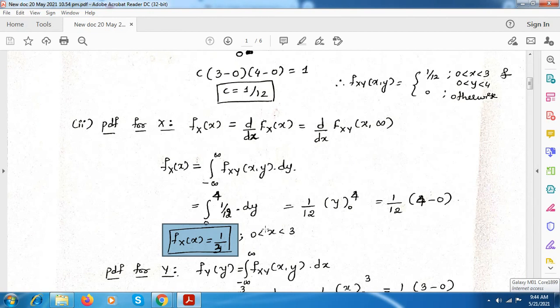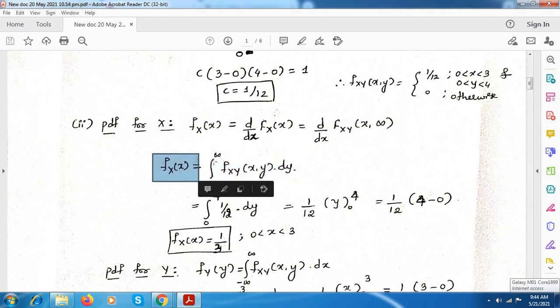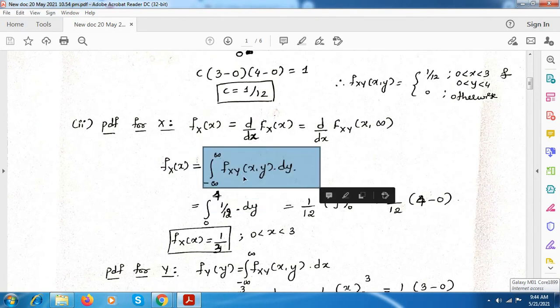Similarly, now you solve for fy of y and tell me the answer. Now you know how to solve. Here, next one you solve and tell me the answer. Fy of y is equal to this same equation, but with respect to dx you have to integrate. Here, fy of y is equal to integration minus infinity to plus infinity fxy into dx.